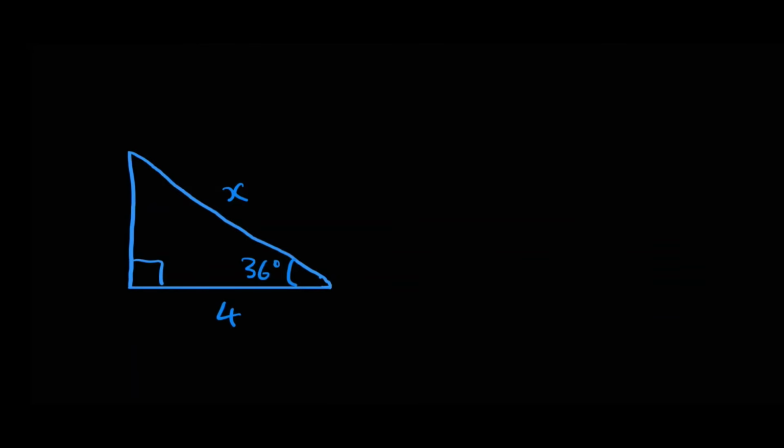Alright, here's a practice problem. Here's a triangle with angle 36 degrees, a side length of 4, and a missing side length of x. So see if you can find x. So we have the adjacent length, and we're looking for the hypotenuse. And the trig function which uses the adjacent and hypotenuse is cosine. So we're going to do cosine of 36 equals 4 over x, and then we're going to rearrange to find x.